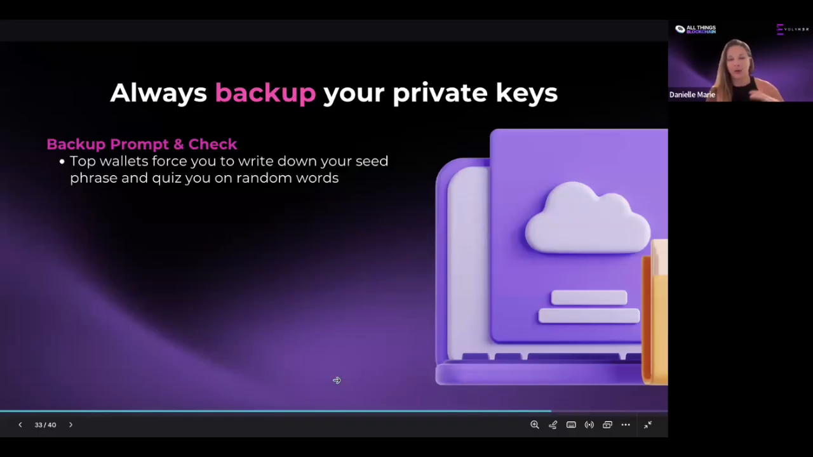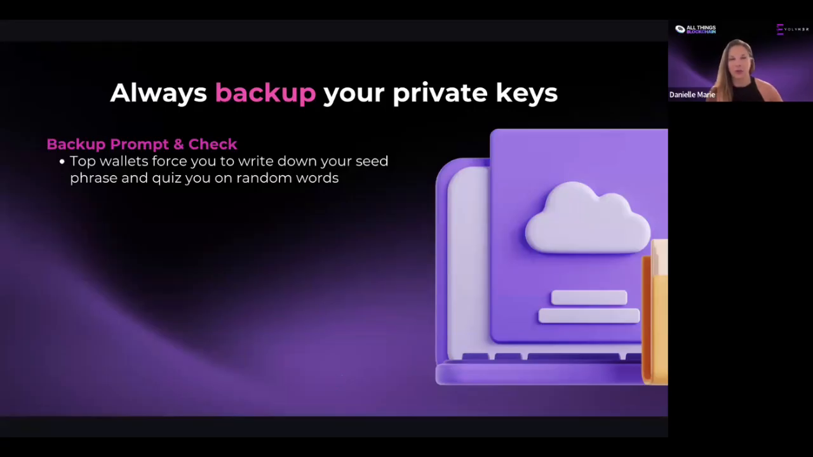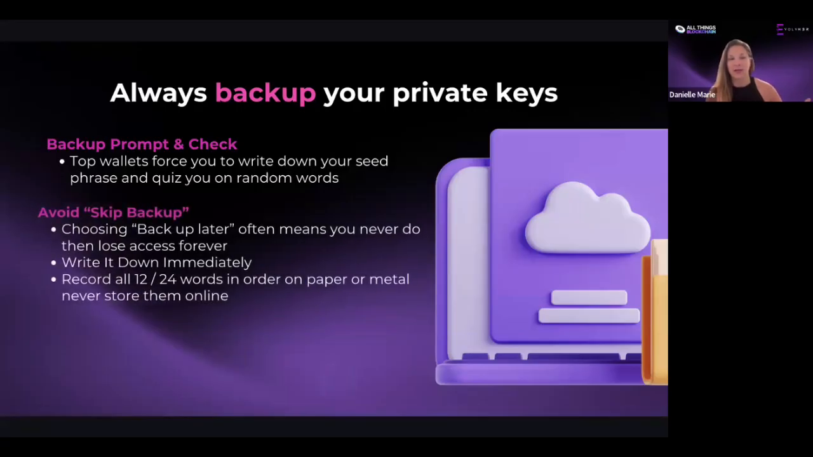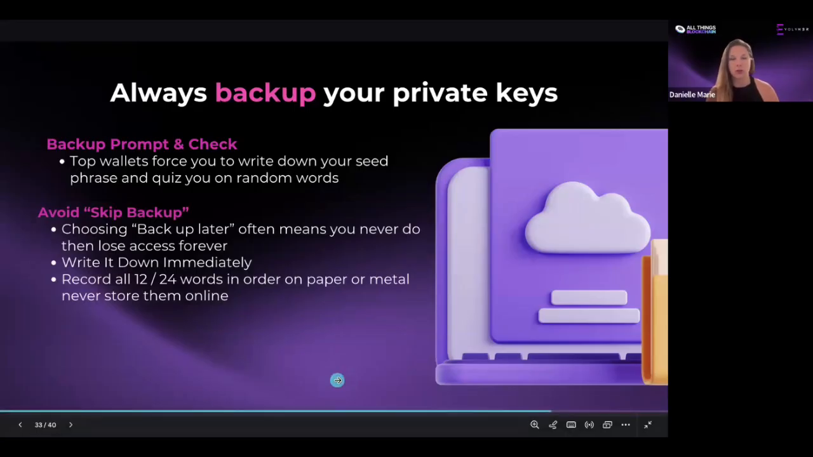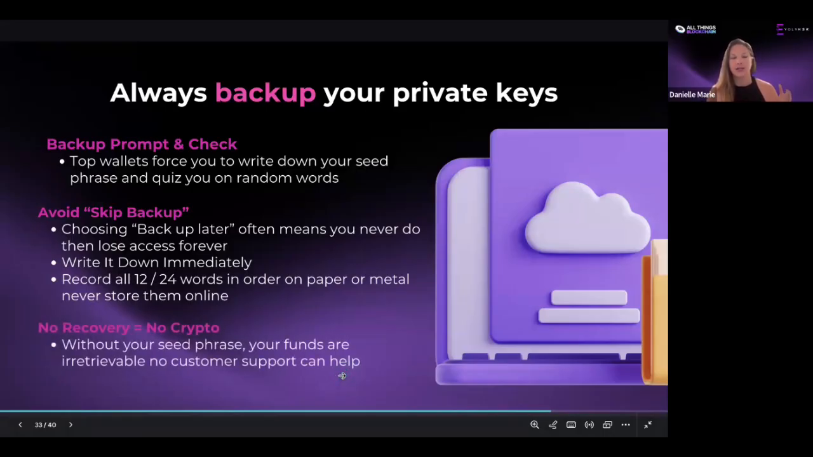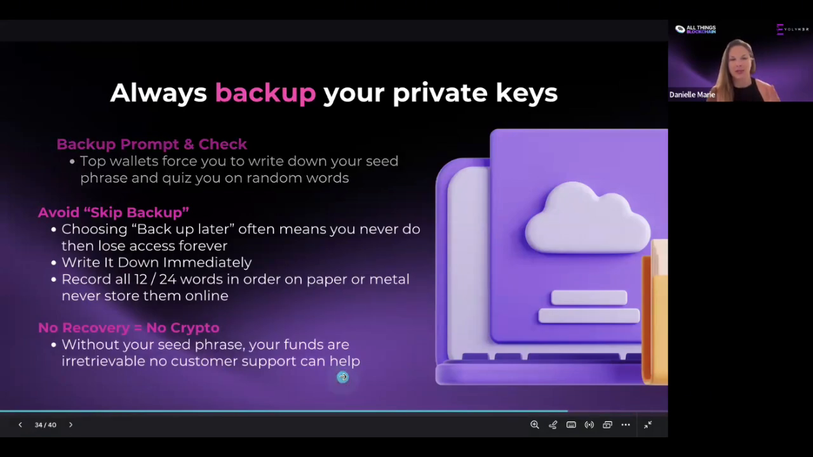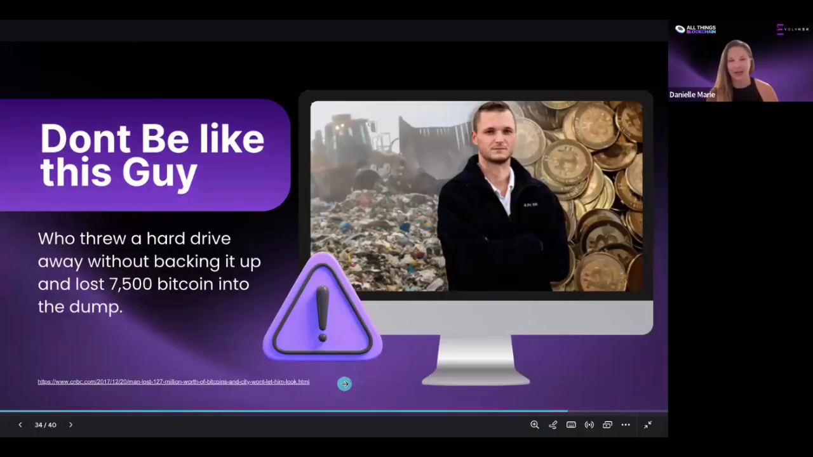But even if you create a wallet with your email, you can go back in afterwards and generally find your private keys and write them down. Because the problem is if anything happens, if you lose your wallet, you lose your phone, you lose access to your email, how are you going to be able to log in? So it's really important, because without your private keys, you will lose your crypto. Just remember, don't be like this guy. We have a big saying: not your keys, not your crypto.